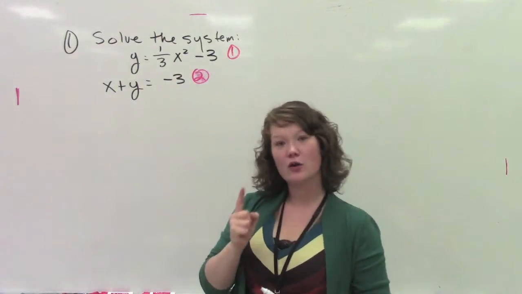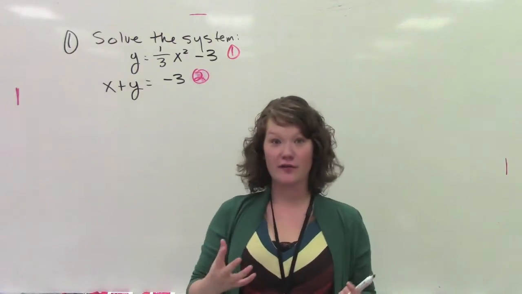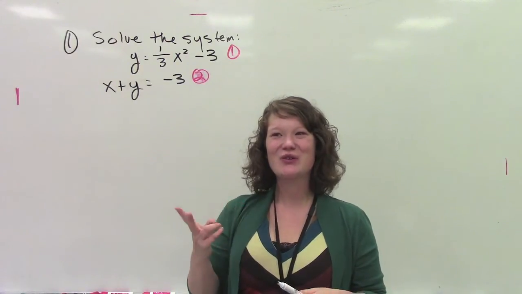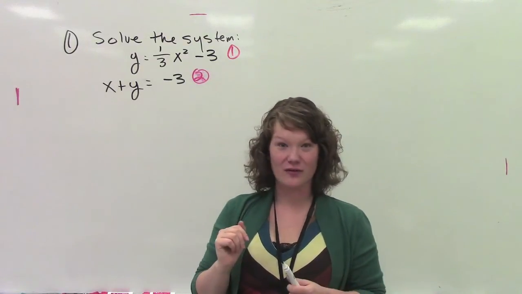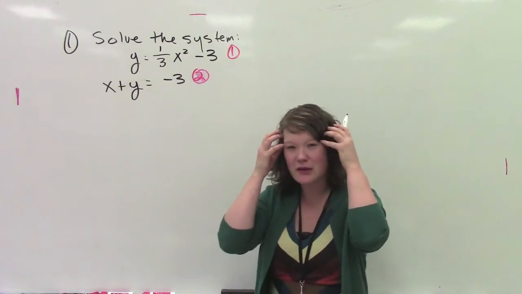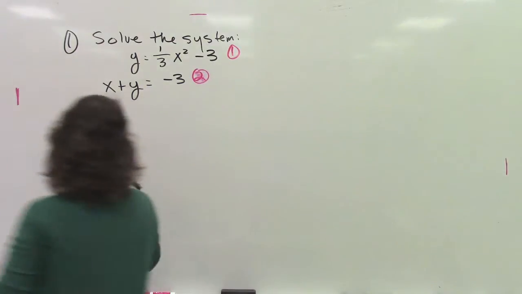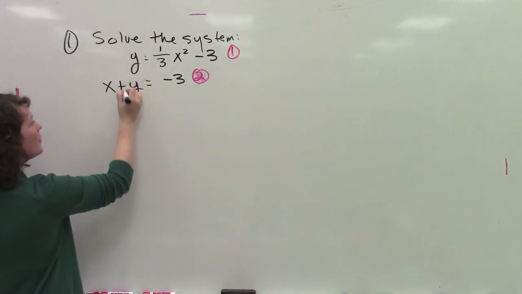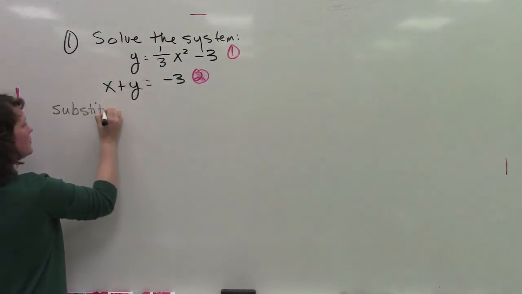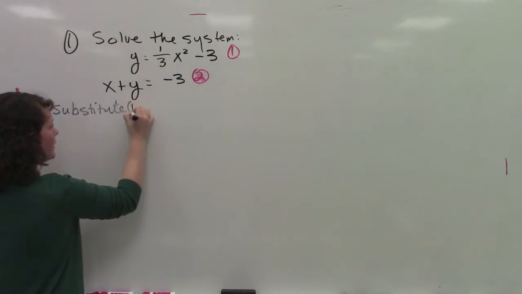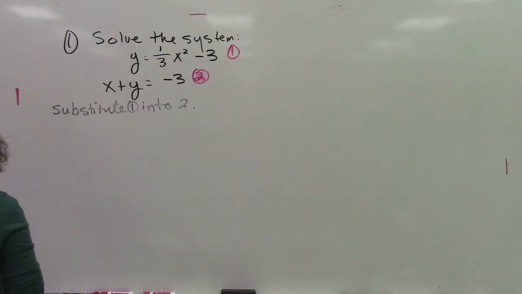Remember, if we have one equation and one unknown, we can actually solve for that unknown. But if we have two unknowns and one equation, we can't really solve for it. Now remember exactly what we're doing graphically. We're finding where these two things intersect. So wherever I see a y, I'm going to just substitute 1 into 2.